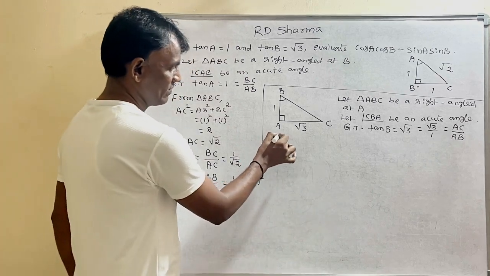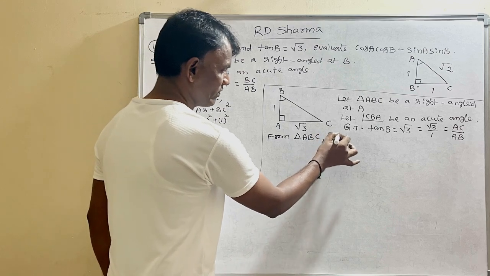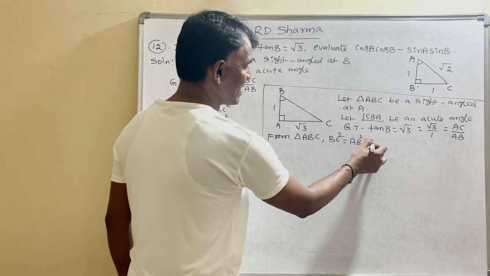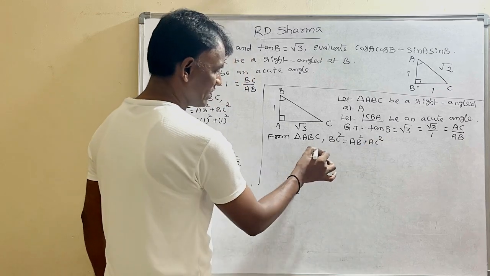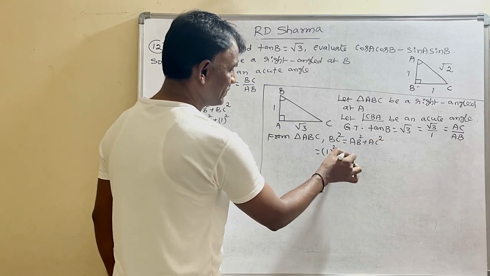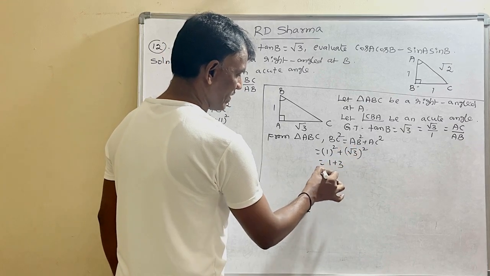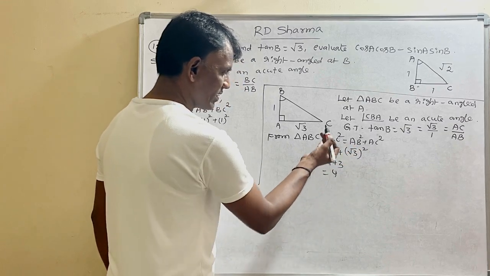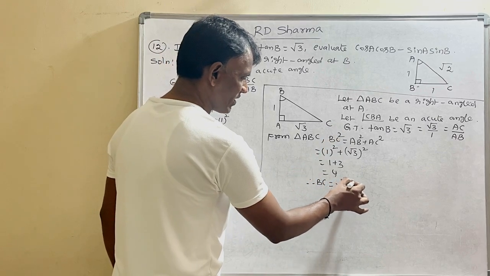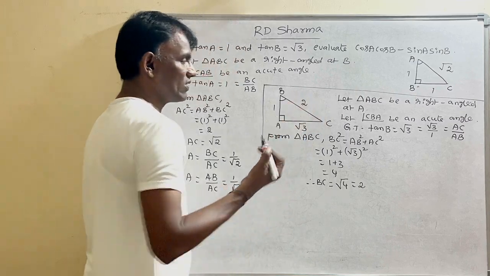So from triangle ABC, BC square equal to AB square plus AC square. Now AB is 1, so 1 square plus root 3 whole square. So 1 plus 3 equal to 4. So this is the value of BC square, but we want BC. That is root of 4, which means 2. So BC is equal to 2.